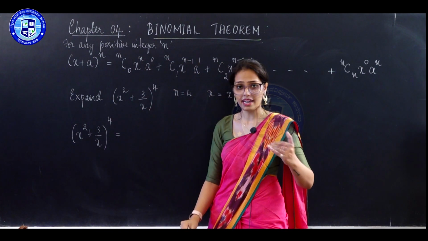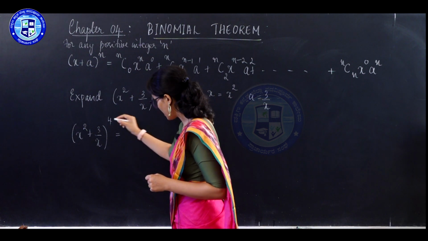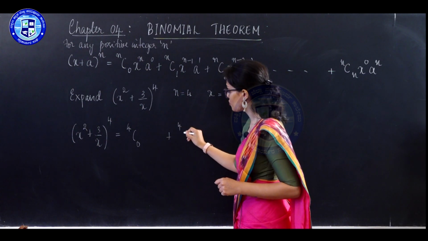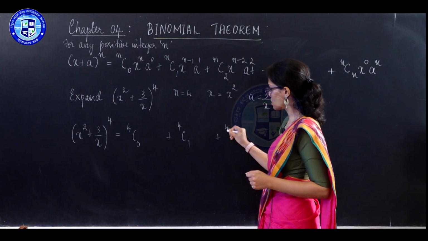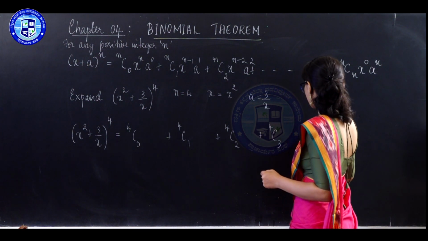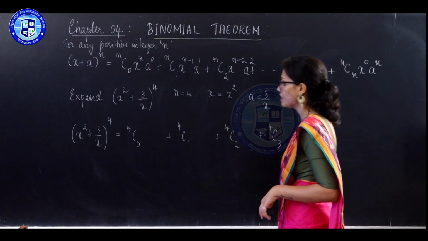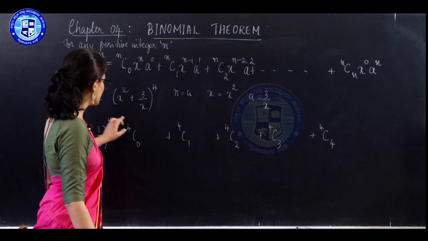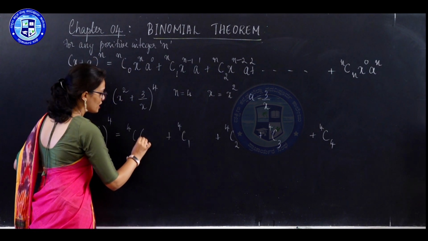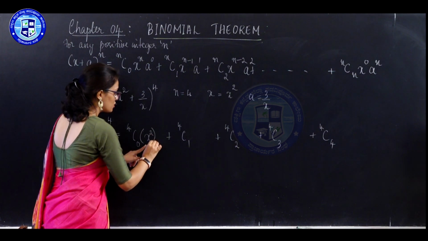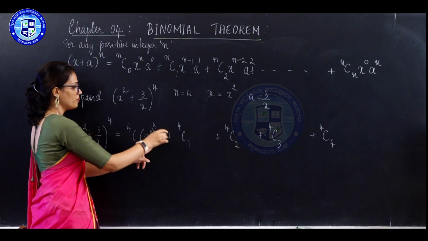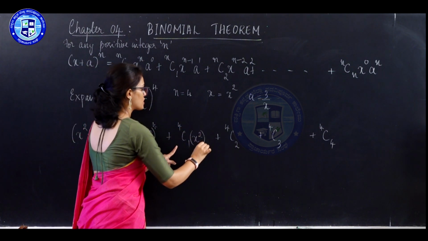Let's start by writing the coefficients first. So we have 4C0, our first coefficient. Second coefficient is 4C1. Next is 4C2. Next is 4C3. And the last one is 4C4. These are our coefficients. Now our x terms. In the place of x we have x square. The power should decrease each time. So we start with the highest power, that is 4. In the place of x we have x square.